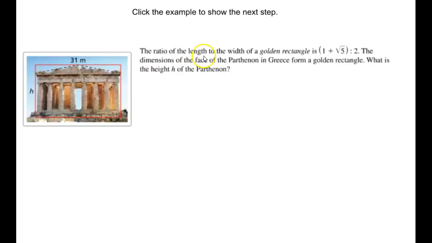So the ratio of the length to the width of a golden rectangle is the quantity 1 plus the square root of 5 to 2, right? And we write ratios with a colon in between. The dimensions of the face of the Parthenon in Greece form a golden rectangle. So I'm given some information there. What is the height of the Parthenon? Because I'm given the width right up here.